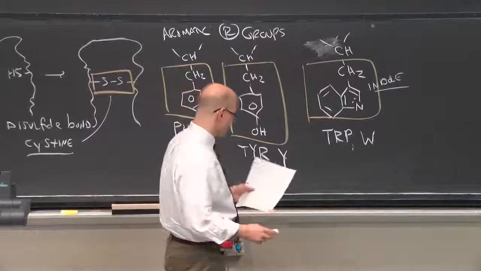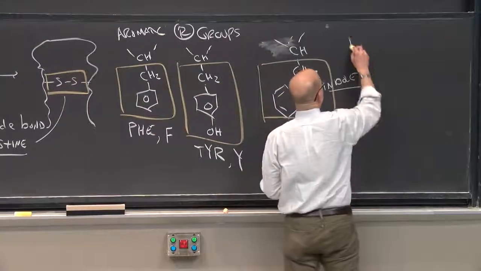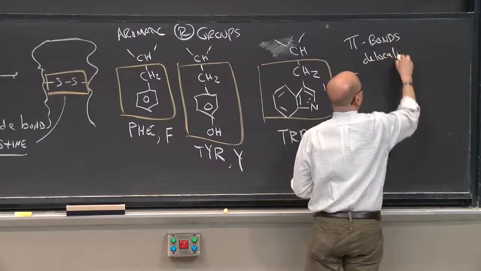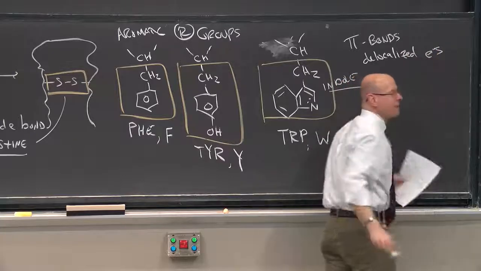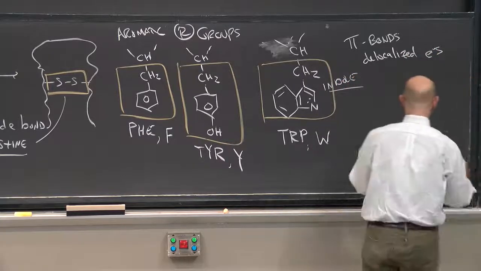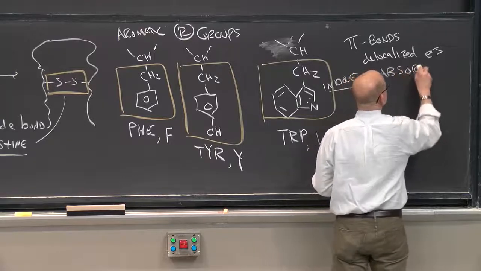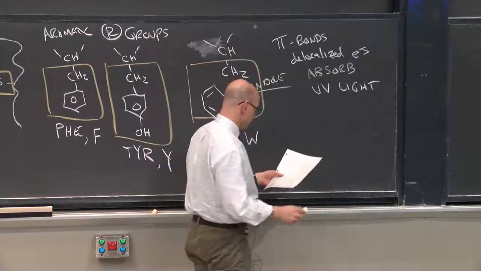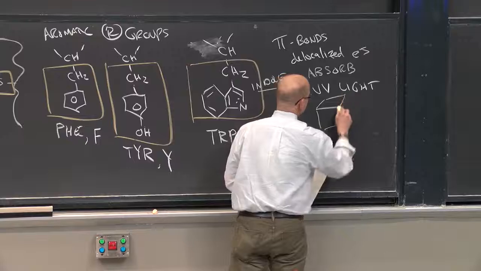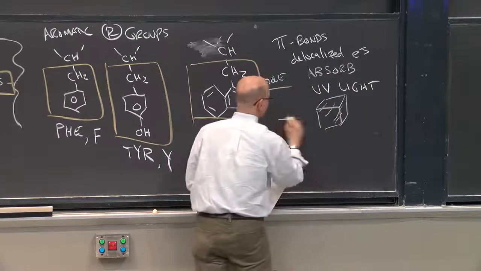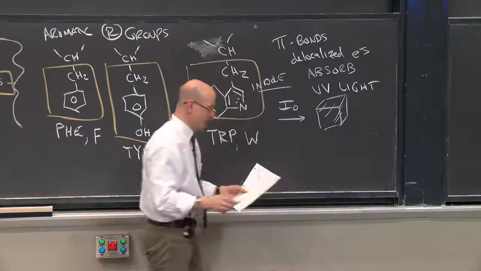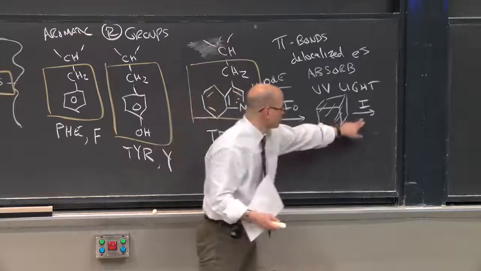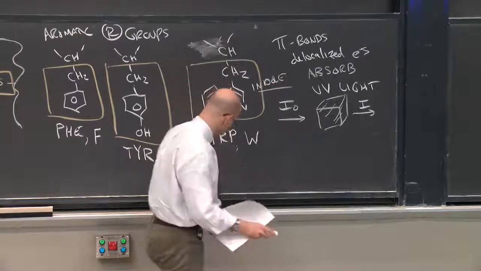Now all of these aromatic residues have pi bonds, right? And so they all have delocalized electrons. And because they have pi bonds and delocalized electrons, this means that they will absorb UV light. And we can measure that absorption by taking, for example, a cube of solution of that amino acid, and I can apply a light with intensity I0, and I can measure the light that's transmitted. And of course, I, the transmitted light, will be less than I0 if this absorbs, as you well know.